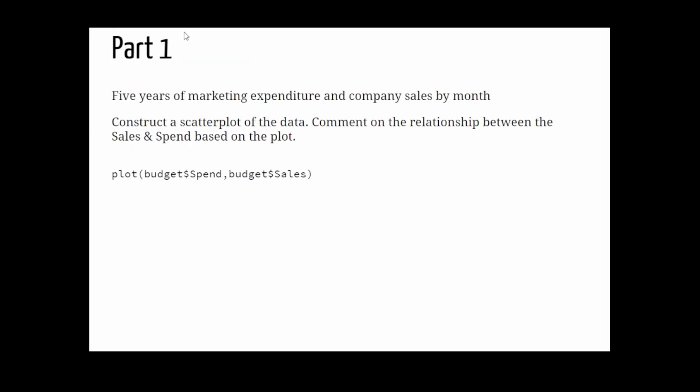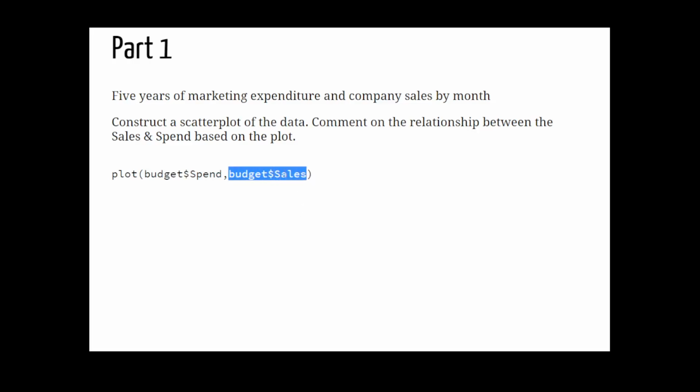Okay, so 5 years of marketing expenditure and company sales by month. That's what the data set contains. Construct a scatter plot of the data. Comment on the relationship between the sales and the spend of the plot. Okay, now there's a number of approaches that will allow us to do this. The main command there is plot. Okay, and the 2 variables are budget$spend, so essentially taking the spend column out of the budget data frame, and also taking the sales column out of the budget data frame.